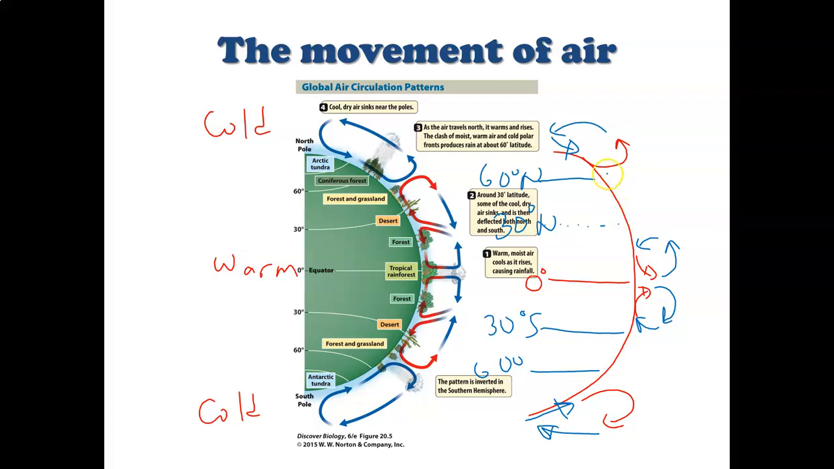This rising air at 60 degrees will cause the air next to it to rise, and this descending air at 30 degrees will cause it to descend. And so between 30 and 60, the air moves in the opposite direction. In the south, this descending air causes that air to descend, and this rising air causes that air to rise, and you'll have a circuit of air in the opposite direction.